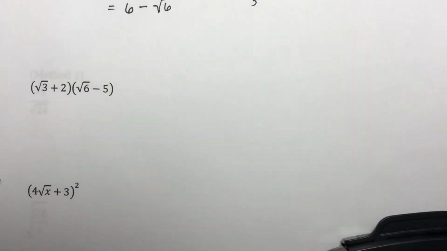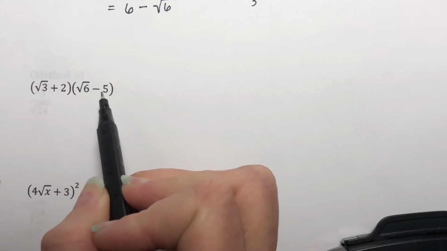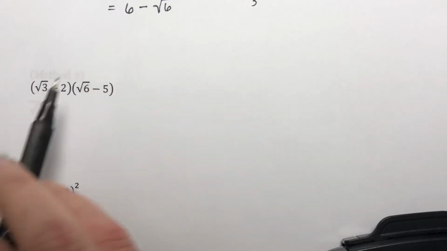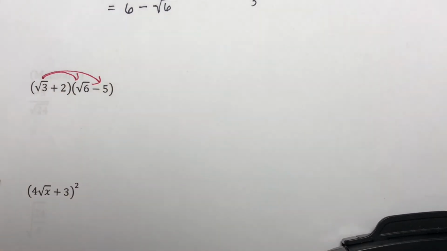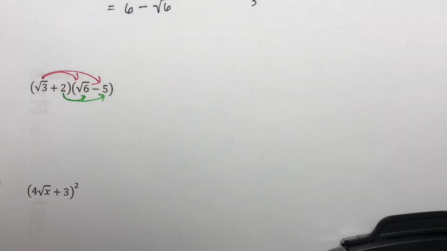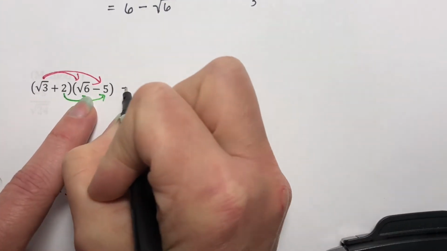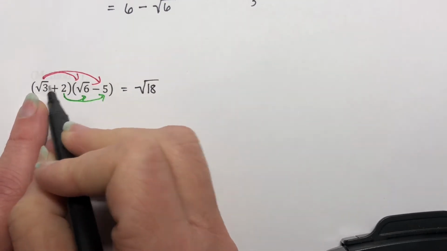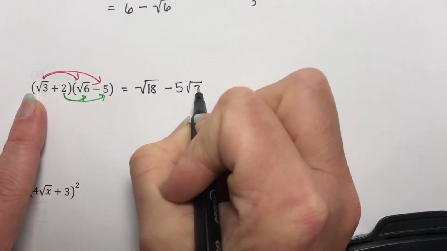Okay, so let's look at the square root of 3 plus 2 times the square root of 6 minus 5. This should look like a distribution or FOIL problem, and that's exactly what it is. We take the square root of 3 and we distribute, and then we're going to come back and distribute the 2, and we will combine like terms where we are able to. So the square root of 3 times the square root of 6 is the square root of 18, multiplying underneath the radicals. The square root of 3 times the negative 5 would be minus 5 times the square root of 3.